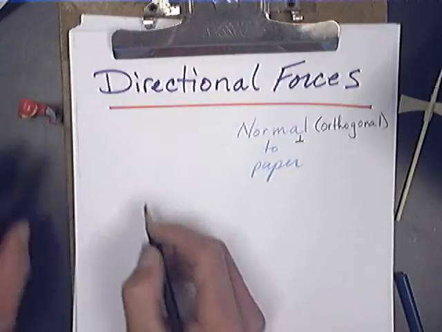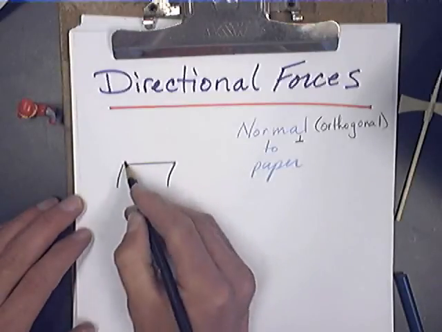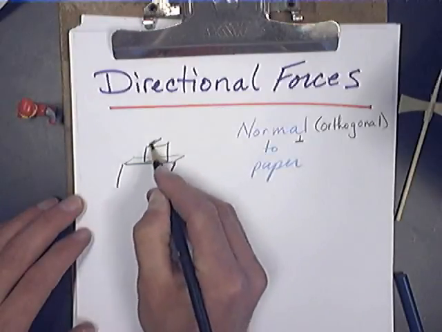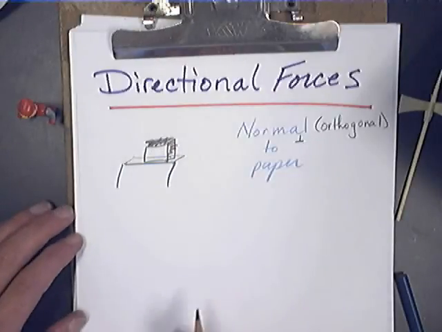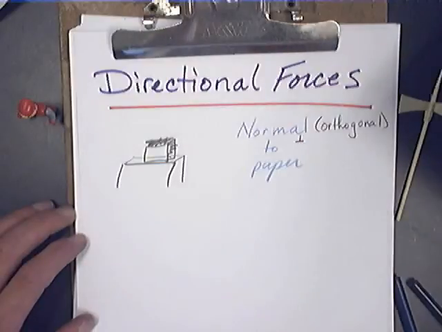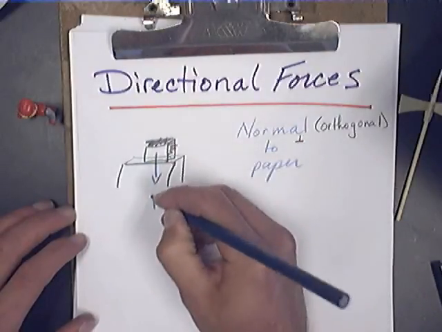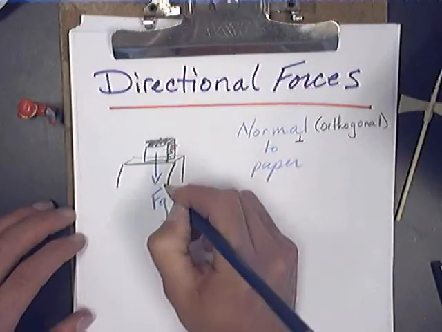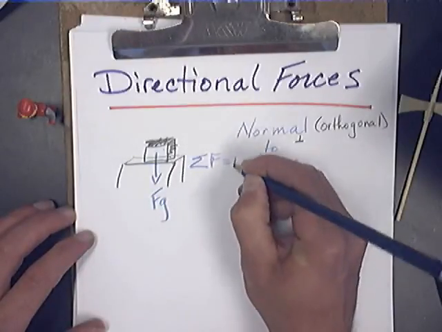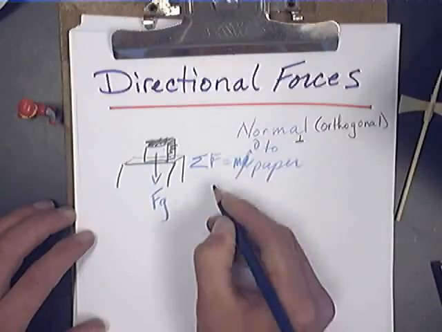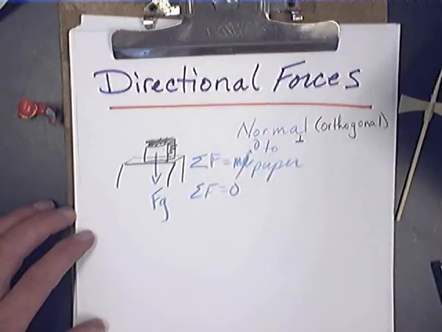So when you have a table, and you have a box on the table, let's look at the forces that are on that box. So you have the force of gravity coming down. Gravity is pulling it down, but it's resting on the table, so the sum of the forces, it's not accelerating, has to equal ma. Ma is 0, so the sum of the forces has to equal 0.